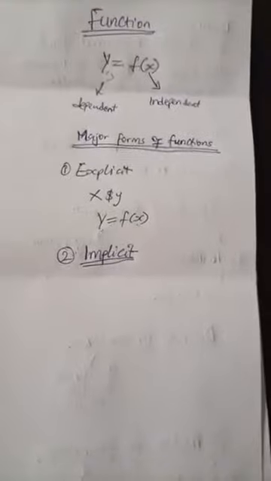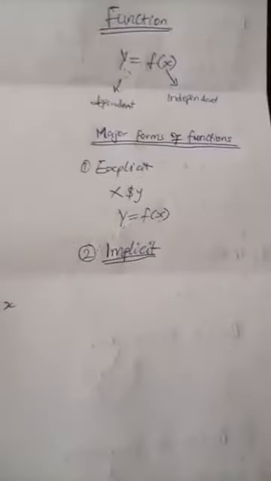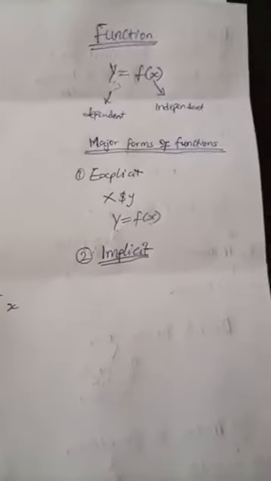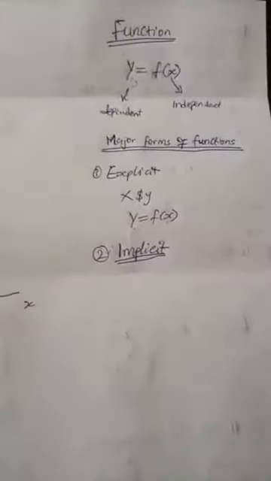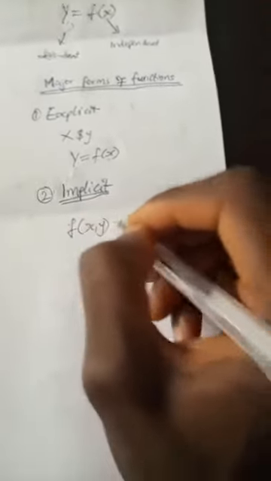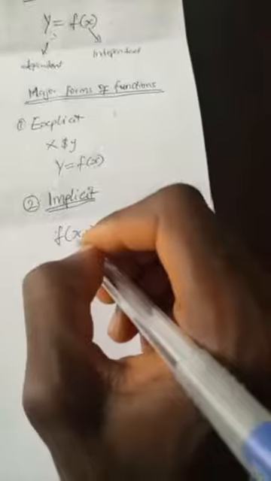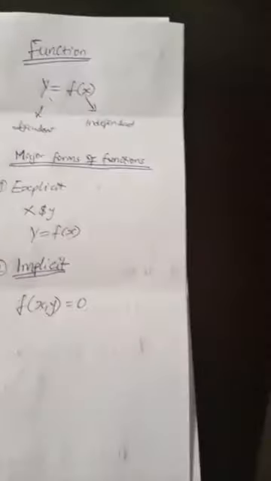Now the next one is the implicit function, the other form of a function. In the implicit function, it is uncertain whether x or y is the independent or the dependent variable. That means in this one, you don't know which one is dependent on the other, or which one is independent. The implicit form of x and y can be written as this: f(x, y) = 0. This means that it is not known which of x or y is independent or which is dependent.